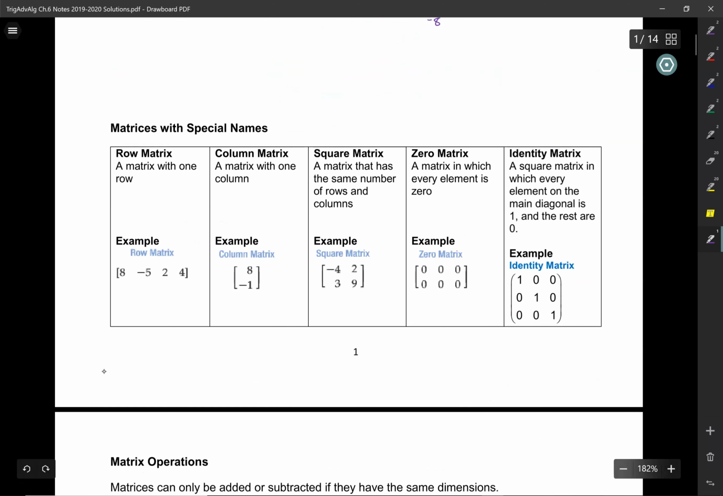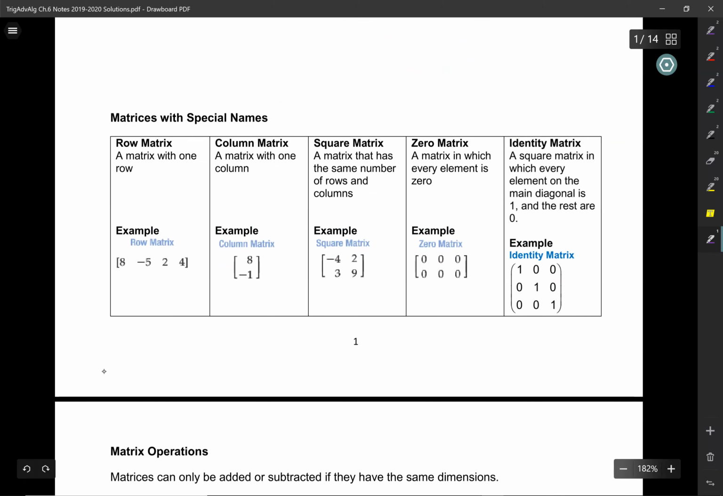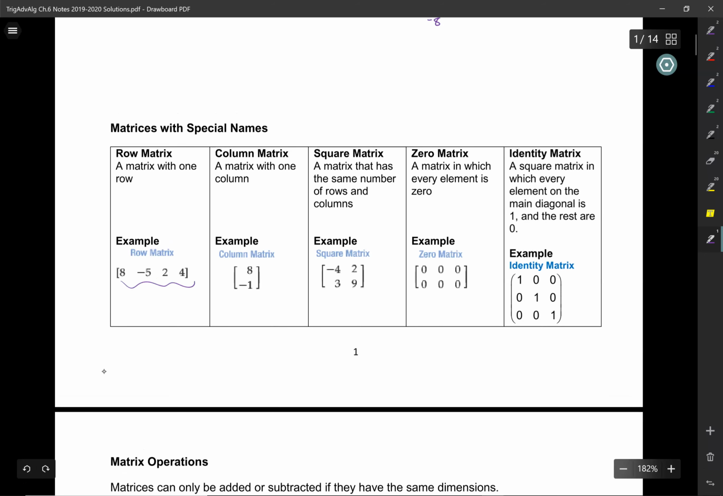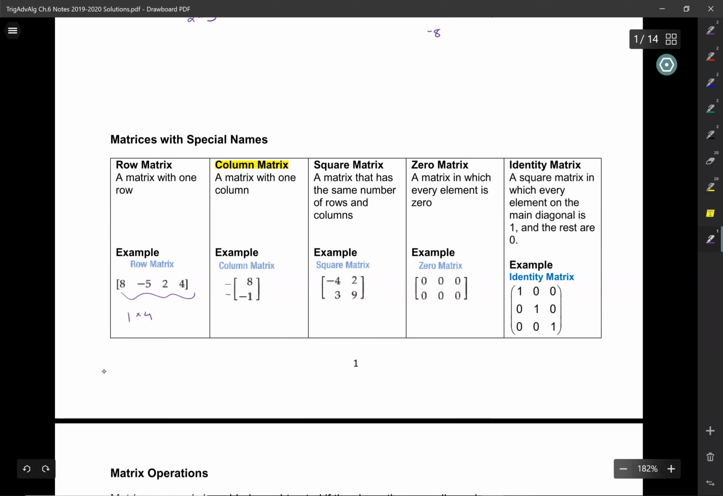What are some of the different types of matrices that we have here? Well, a row matrix, guess what that is, guys? It's a matrix with 1 row. So for example, that is a row matrix. What are the dimensions of that? We've got 1 row, 4 columns. It's a 1 by 4. So guess what a column matrix is? It's a matrix with 1 column, like this one right here. What are the dimensions of this? 2 rows, 1 column, 2 by 1.